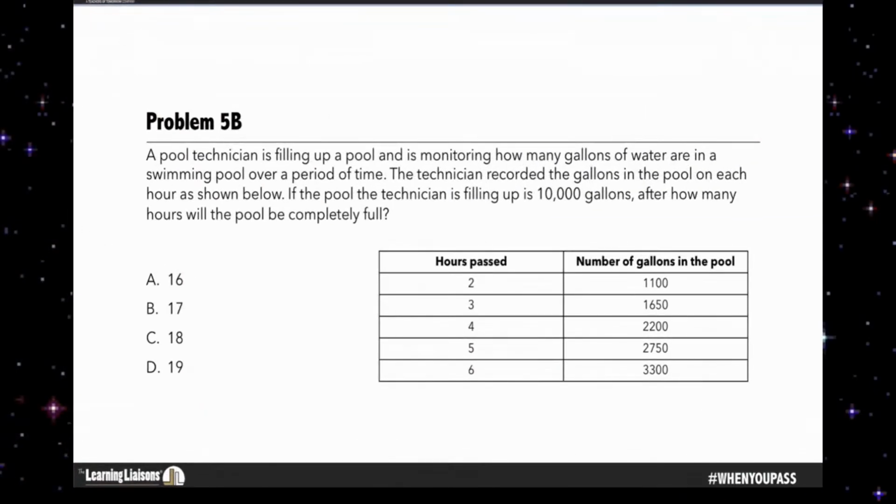So a pool technician is still filling up his pool, and he's still monitoring it to see how many gallons of water are in that swimming pool over a certain period of time. The technician recorded the gallons in the pool on each hour as shown below. Here's where we start to change a little bit.